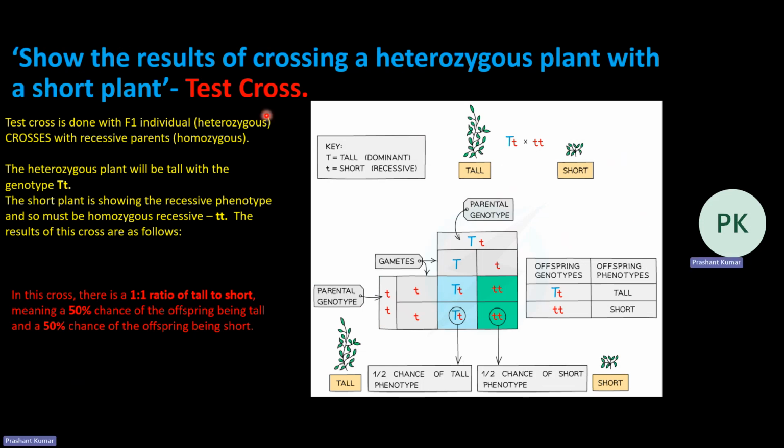Sometimes we do a test cross, and the whole idea of doing a test cross is to find something. So first of all, the heterozygous plant will be tall with the genotype capital T small t, and the short plant is showing the recessive phenotype, written as small t small t. And the results will be as under, you can see. In this cross, the ratio of tall and short is 1:1. And how have they done it? By doing a test cross. What is a test cross? Crossing a heterozygous plant with a short plant, or crossing a heterozygous with a recessive plant, right?